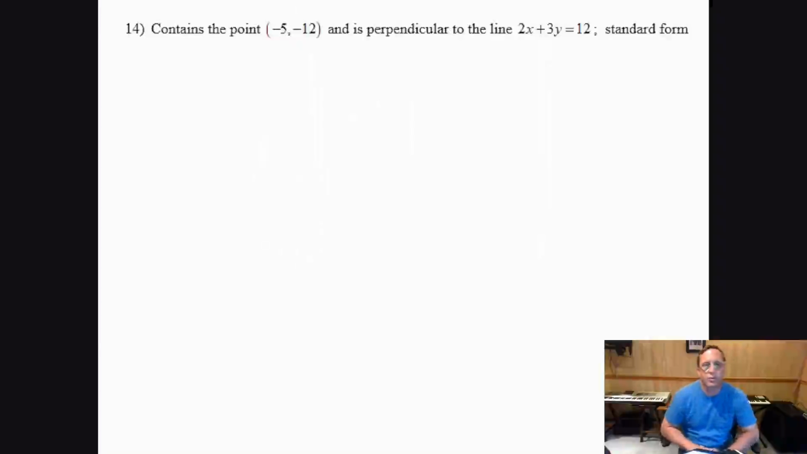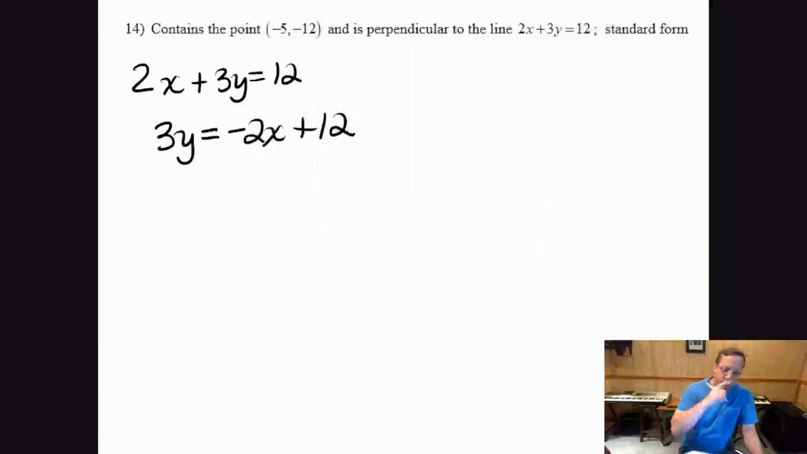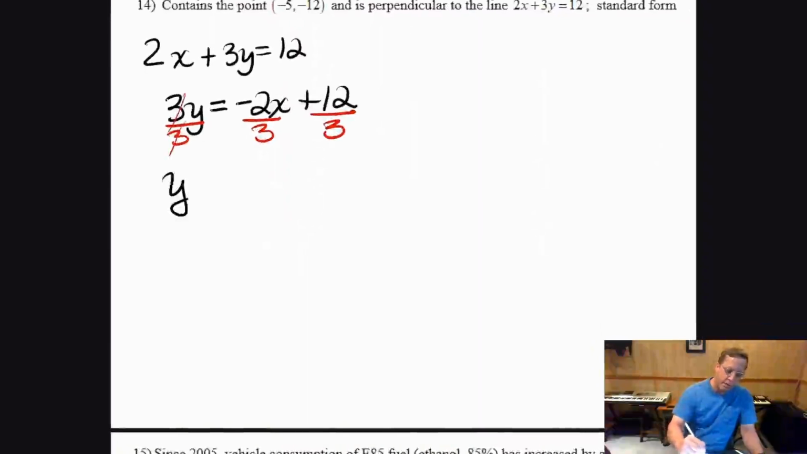And this one says we've got the point negative 5, negative 12, and we want it to be perpendicular to that equation. So that equation, as of right now, it is hard to kind of tell what the slope is, because let's get it into slope-intercept form. Let's get the y by itself. So you've got 2x plus 3y equals 12. And let's take away 2x from both sides. So you've got 3y equals negative 2x plus 12, and then just divide by 3. And we get y equals negative 2/3 x plus, and 12 divided by 3 is 4.